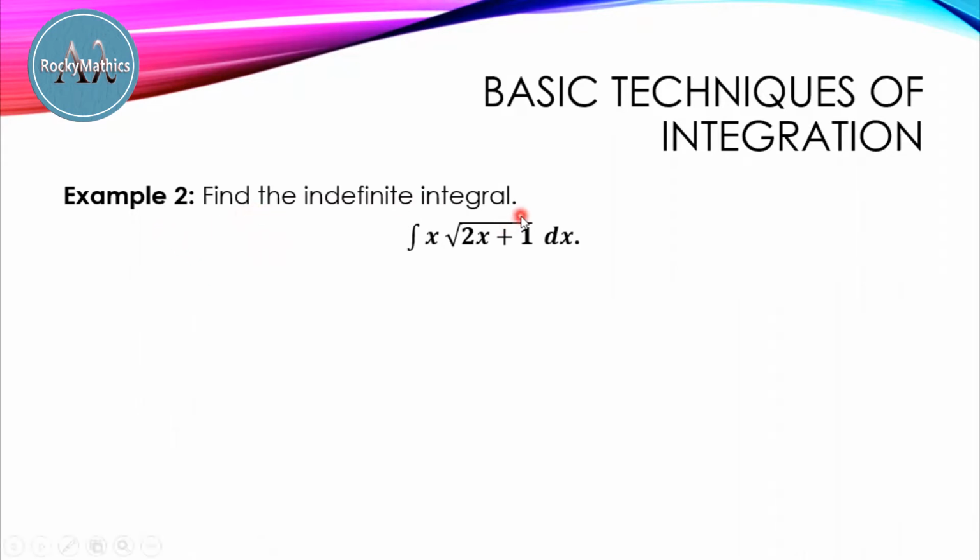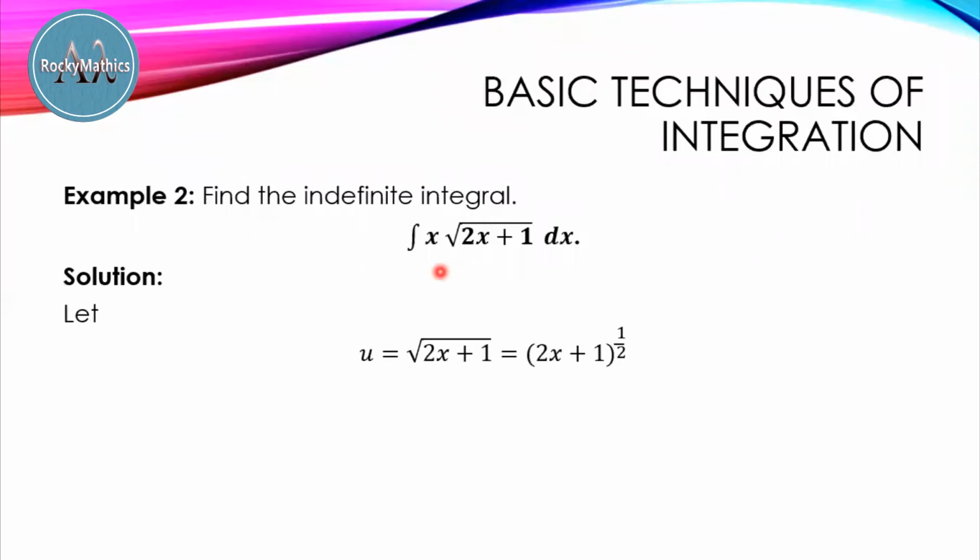Find the indefinite integral that is given by the integral of x times the square root of 2x plus 1 dx. Now, we have to take note that the integrand here is a product of two functions, x and the square root of 2x plus 1. We recall that the substitution method can be used if you are given a product of two functions where one function is a composite function that is multiplied to the derivative of the innermost function. So we have to choose our u wisely.